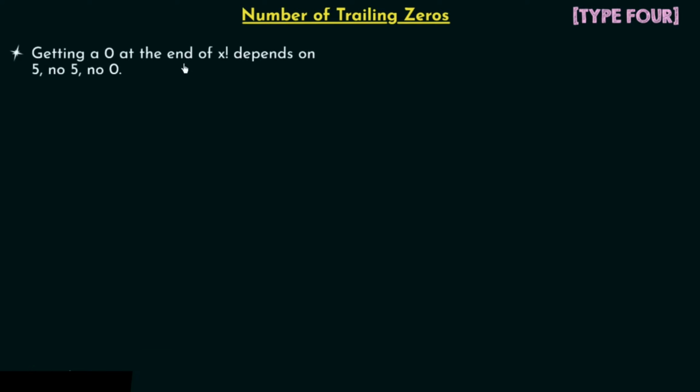Getting a 0 at the end of x factorial depends on 5. No 5 means no 0. So if we want to calculate the total number of zeros at the end of x factorial, then we will be expanding the x factorial first. And if in the expansion of x factorial there is a 5, then we will get a 0 at the end. Similarly, if there are two 5s, then we will get two zeros at the end of the factorial. And if there are no 5 in the expansion, there will be no 0 at the end.